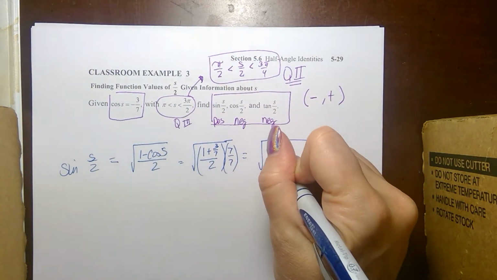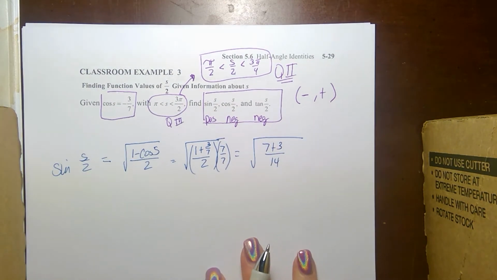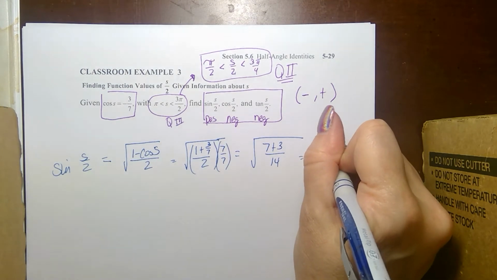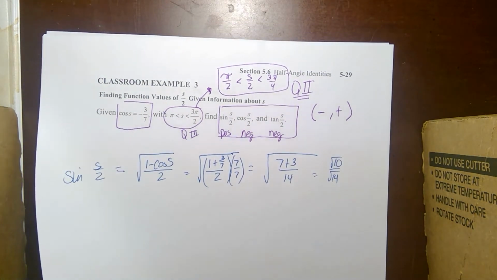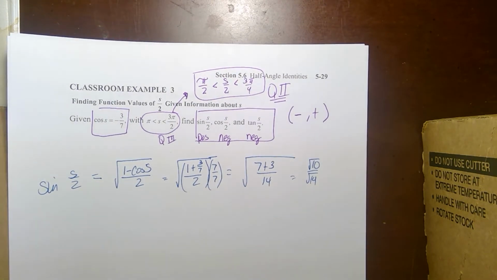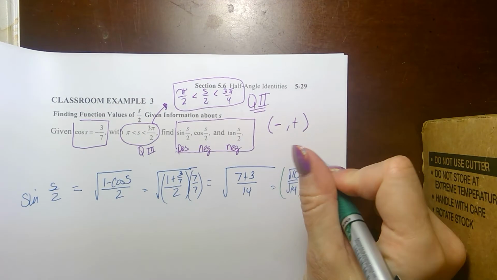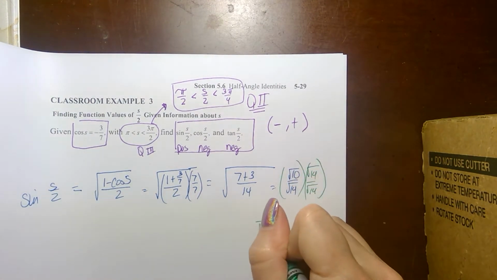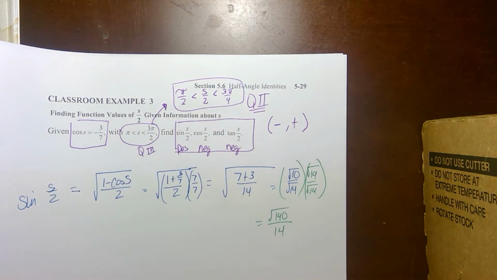All right, and then when we distribute that in, we get 7 plus 3 over 14. 7 plus 3 is 10. So we've got square root 10 over square root 14. And I need to rationalize that denominator. To rationalize that denominator, I need to multiply by the radical that I need to move out of the denominator. So I'm going to multiply top and bottom by square root 14. So that gives me square root 140 over 14.